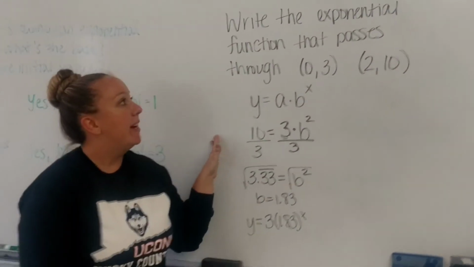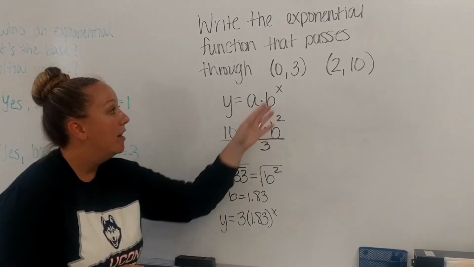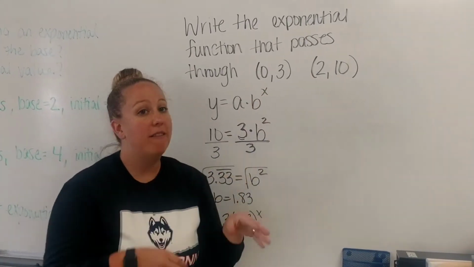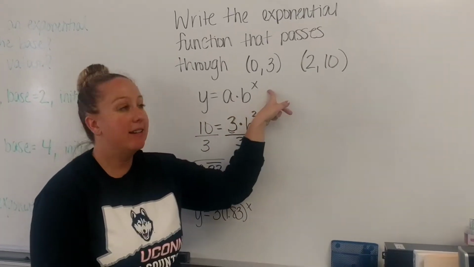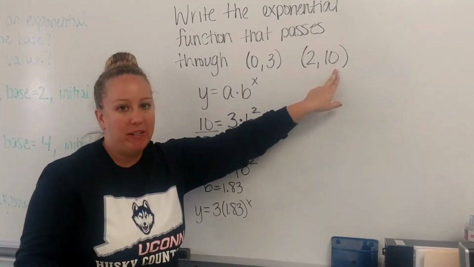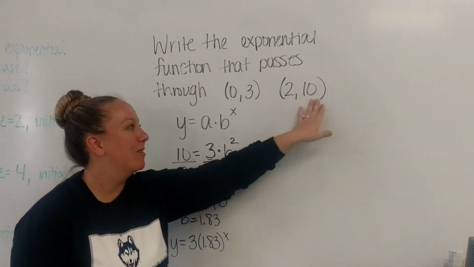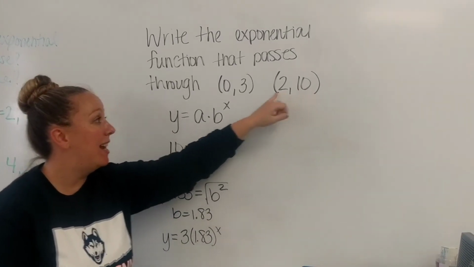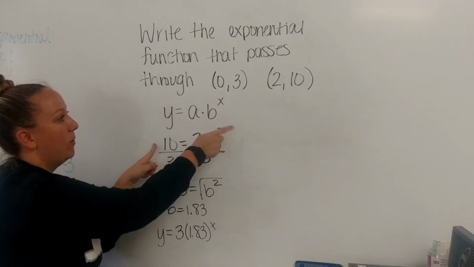And we also have: write the exponential function that passes through (0, 3) and (2, 10). So these 2 points give you a lot of information to fill out in this equation, y equals a times b to the x. So this point first is your x, y, right? Any points are x, y. Any point you have is x and y. So I'm going to plug (2, 10) in, 10 as y and 2 as x in this equation.